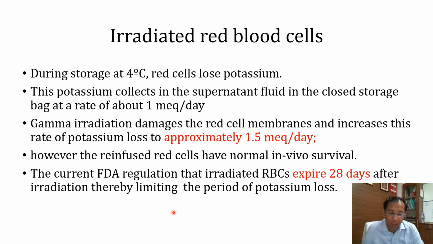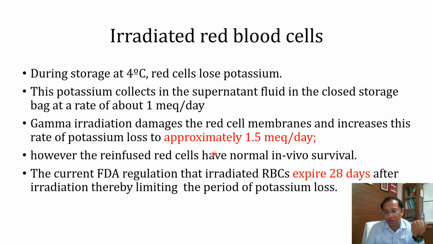So the problem with the irradiation is that we already know that when you're storing the blood, one of the storage lesions is that the extracellular potassium increases, the intracellular potassium decreases, and there is hyperkalemia. So this potassium collects in the supernatant fluid in the closed storage bag at a rate of about 1 milliequivalent per day. But when you do a gamma irradiation, it increases to around 1.5 milliequivalent per day. However, in usual cases, when there is no massive transfusion, the reinfused cells have normal in vivo survival.